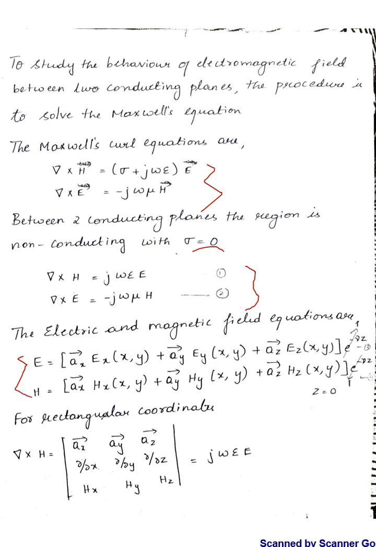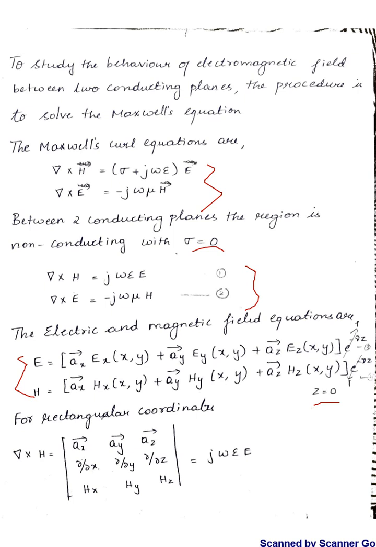These are the equations which you have studied in EMF. E is equal to ax vector Ex of (x, y) plus ay vector Ey of (x, y) plus az vector Ez of (x, y), times e power minus gamma z. And H is equal to ax vector Hx of (x, y) plus ay vector Hy of (x, y) plus az vector Hz of (x, y), times e power minus gamma z. Now we are going to consider e power minus gamma z in both equations as 1, because we are going to substitute z equal to 0. If we substitute z equal to 0, e power 0 is nothing but 1. That's why it is 1.